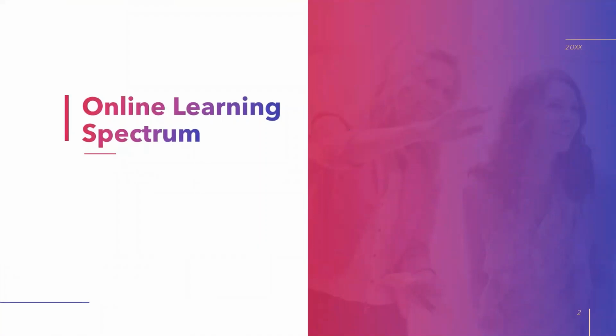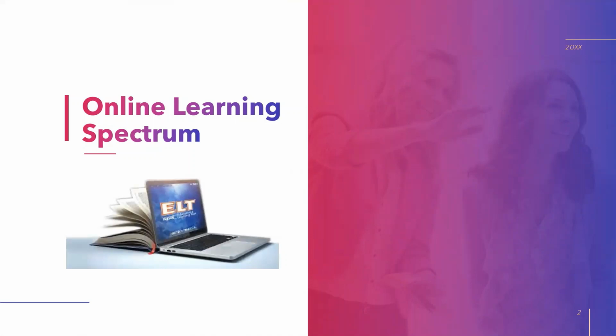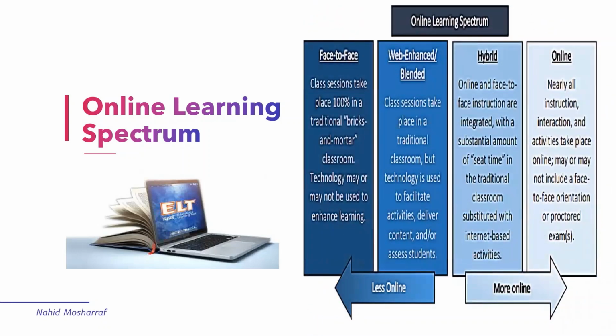This is the online learning spectrum. You can see this picture, and this picture is showing you that half is the book and half the portion consists of the laptop. So laptop means the online learning and the other one is the physical learning. So how is it possible? Let's explain to you what this online learning spectrum is.